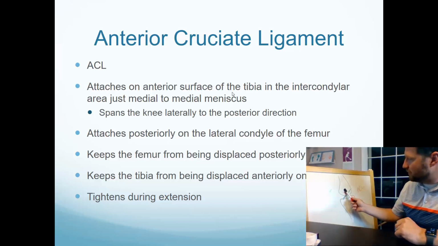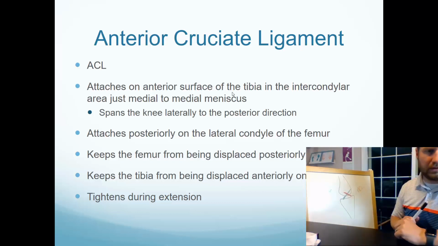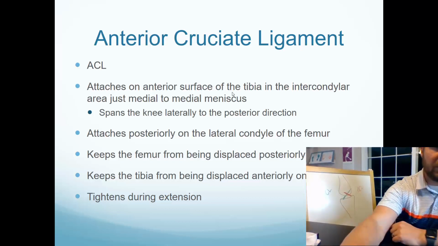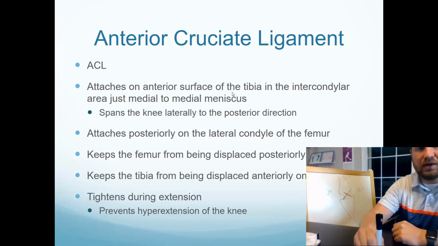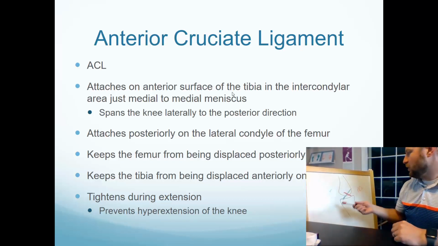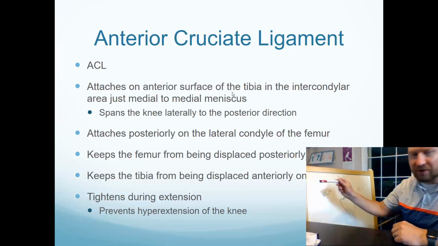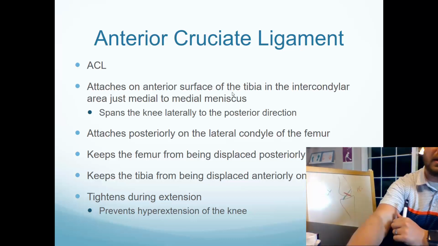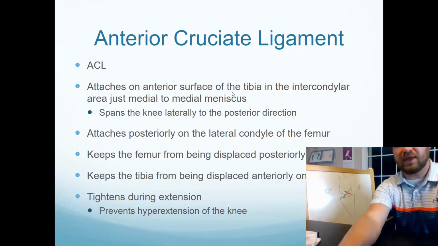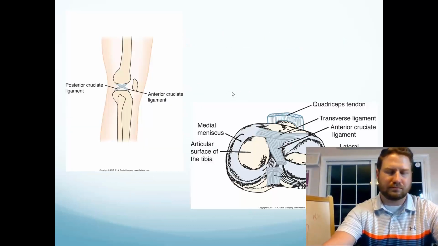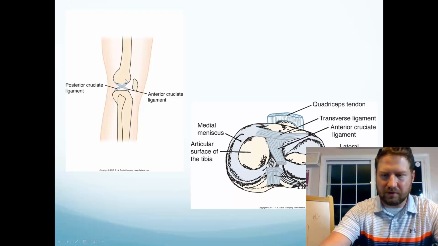The ACL prevents the femur moving posteriorly on the tibia, or an anterior tibia, or an anterior force on the femur. Another interesting note is that it is tight during extension to prevent hyperextension. So if you have a mechanism of injury where you are forced into hyperextension, that can be a mechanism of injury for an ACL tear. There are a couple of different mechanisms of injury. We'll talk about that when we talk about pathology. And this gives a good representation.